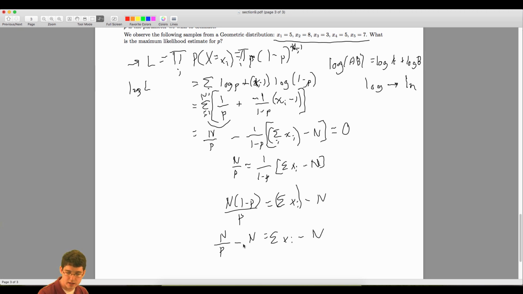Okay, now we can add n to both sides. And now I'm going to move the p up and the sum of x's down. And what does that tell us? p is going to be equal to, let's see, n over the sum of xi.